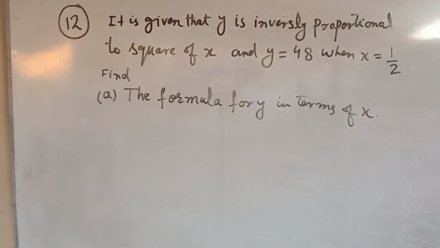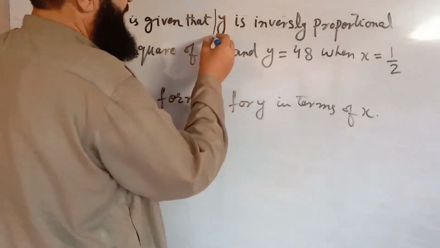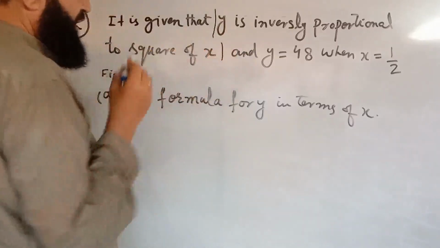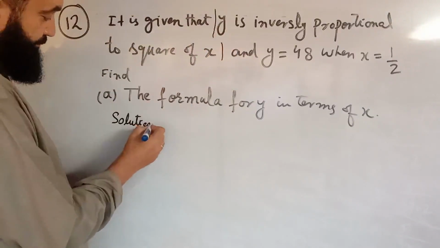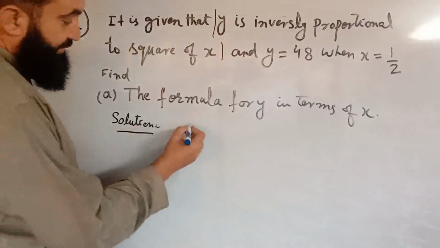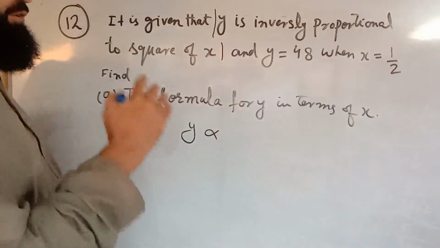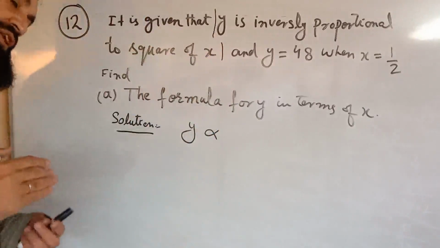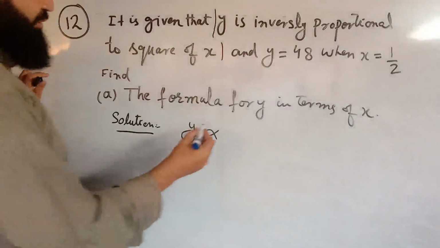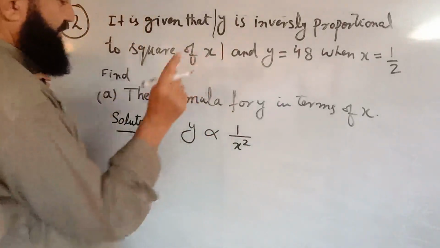We have to find the formula for y in terms of x. देखिए पहले हमने इसकी मैथमेटिक्स लिखी है. y is inversely proportional to square of x. Solution is: y is inversely proportional to, inverse का मतलब क्या होगा, एक चीज को बढ़ाएं दूसरी कम हो. If we increase y, x will decrease. If we increase x, y will be decreased. So this becomes y is proportional to 1/x square because it is square of x.